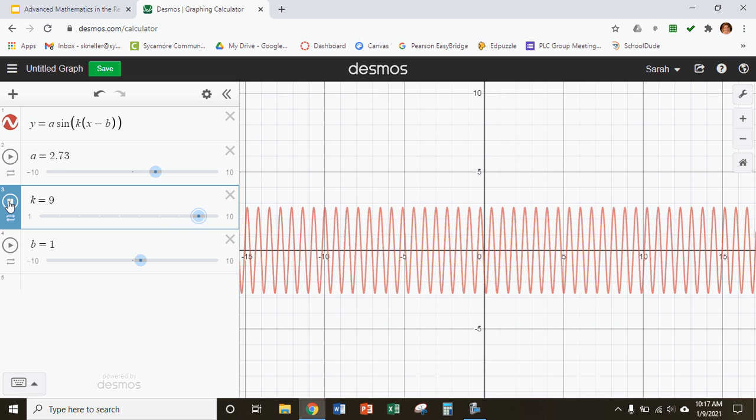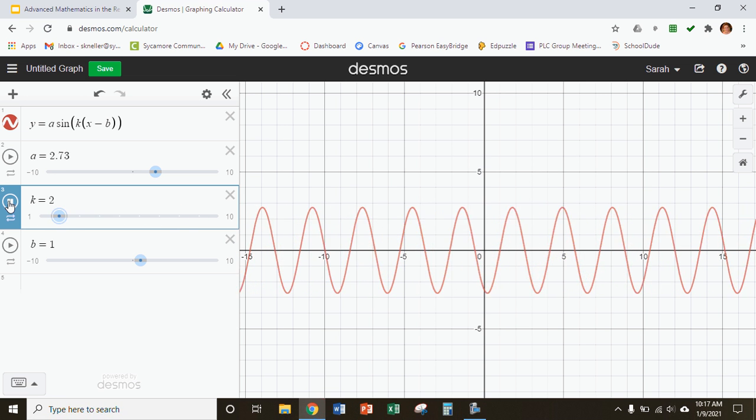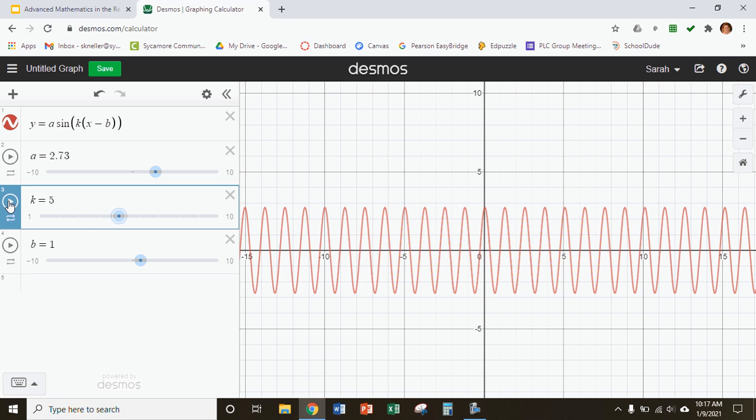Okay, so that's something else we're going to experiment with in the sound wave activity that I have for you. So that K value affects how many waves there are, and how many waves there are is also called frequency. It's how frequent the waves go through one cycle. B is what moves the graph to the left or to the right on the x-axis.